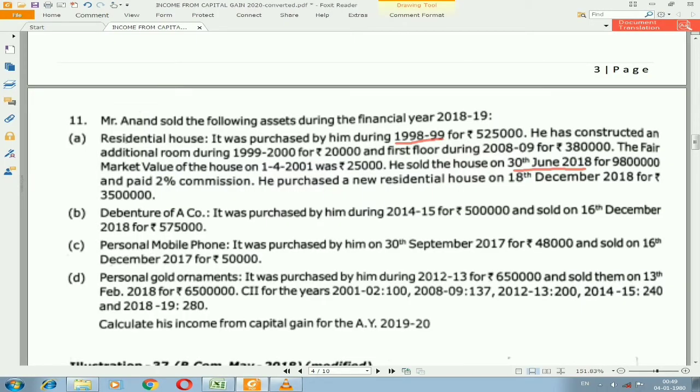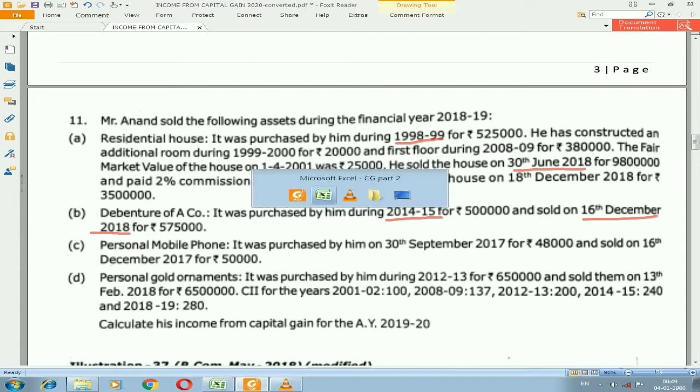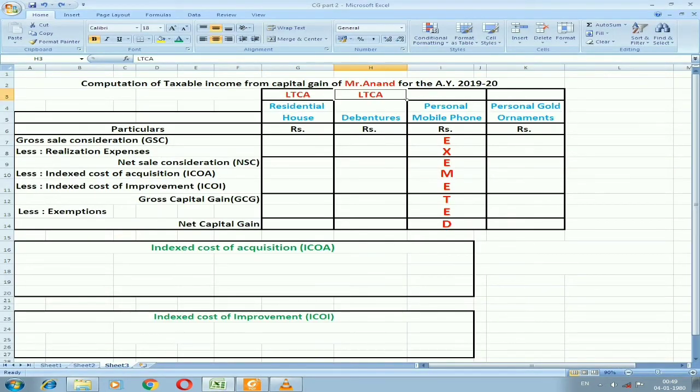Next, debentures. For debentures, they have not mentioned listed or unlisted. Consider as unlisted only. Purchased in 14-15, so you will get 2 years. It is more than 2 years only. So for 2014 to 2018, it will be more than 2 years. Then it will also be considered as a long-term capital asset.